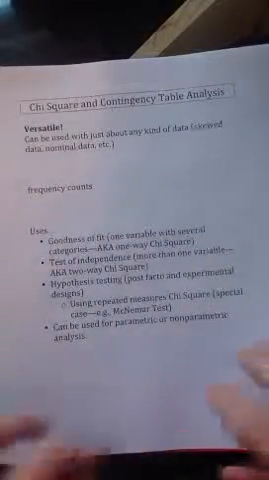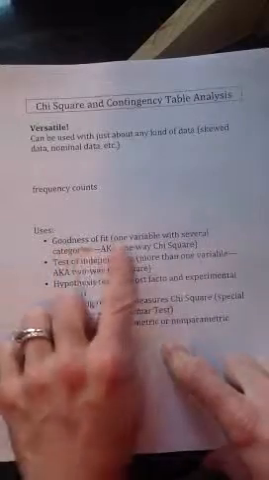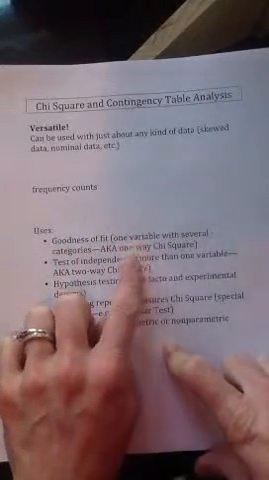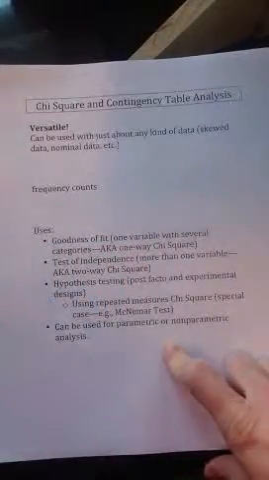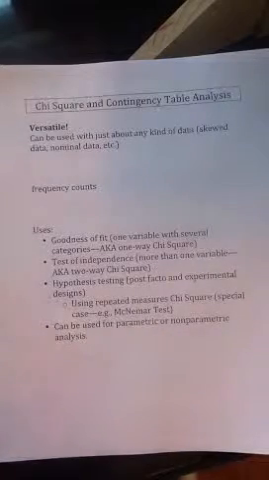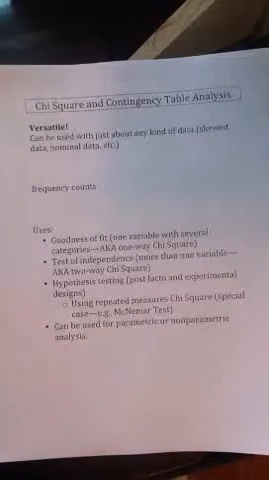Now, there are a number of uses for chi-square. First of all, you can do what's called goodness of fit. That's when you have one variable with multiple categories. Let me show you an example of that.